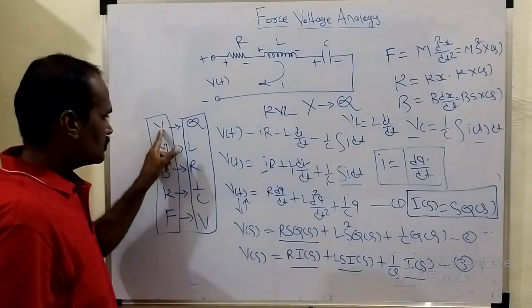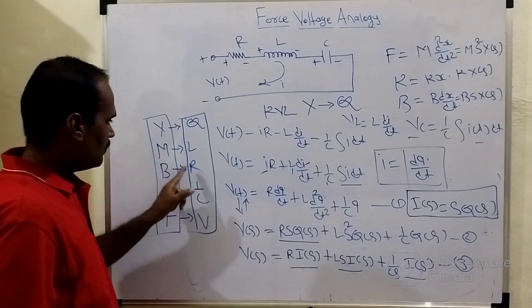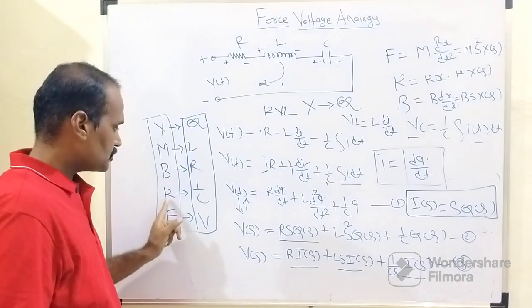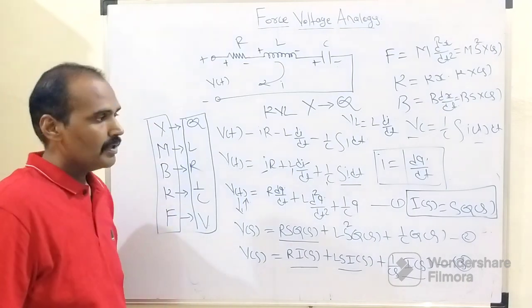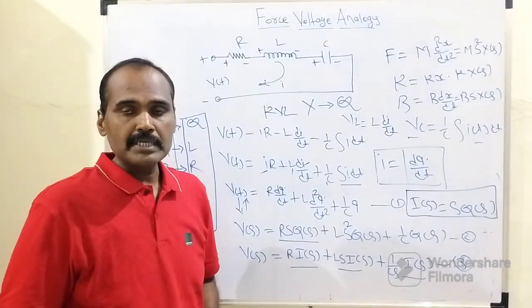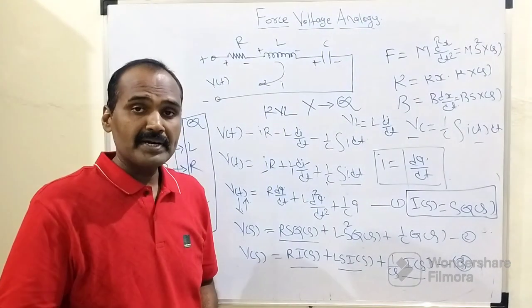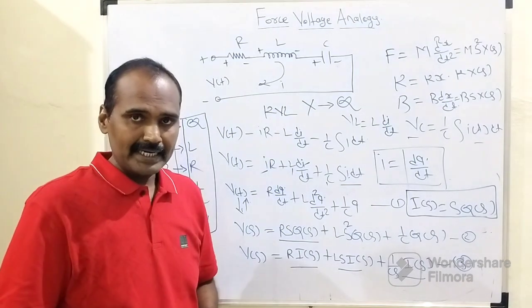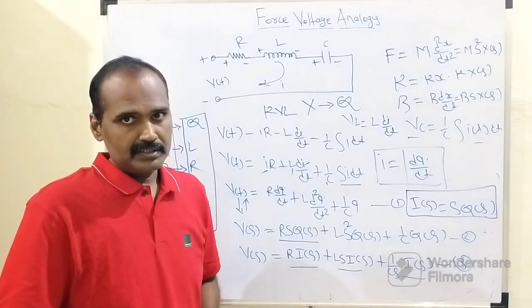This Q is analogous to X, L is analogous to M, R is analogous to B, 1 over C, the elasticity, is analogous to spring, and V is analogous to F. So each time we need to use these three analogous terms along with displacement being analogous to charge whenever we need to convert a mechanical system into an electrical system.